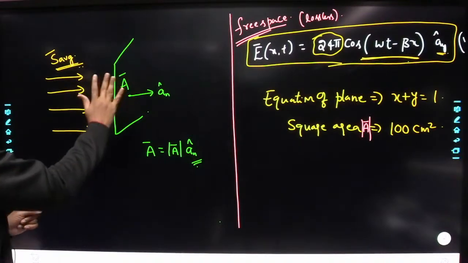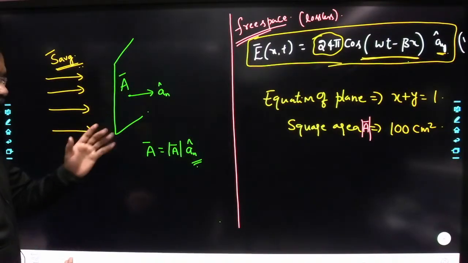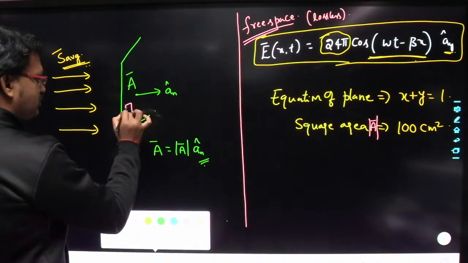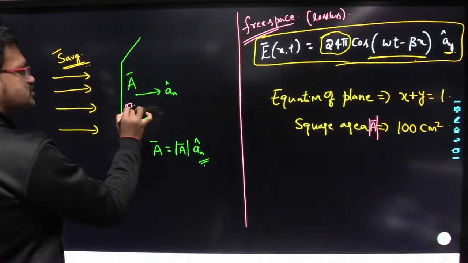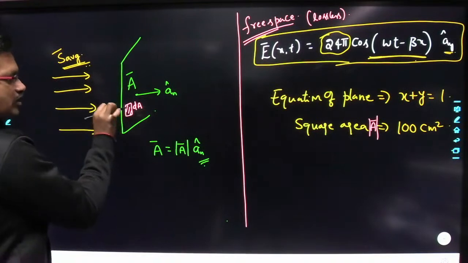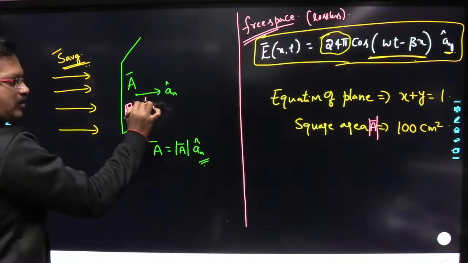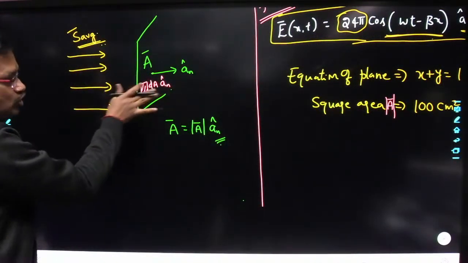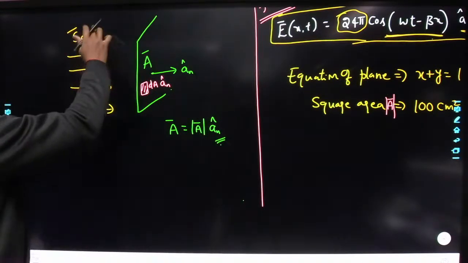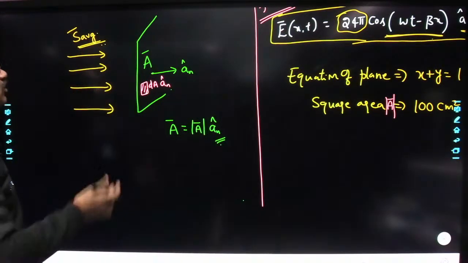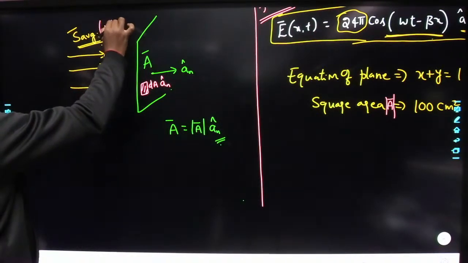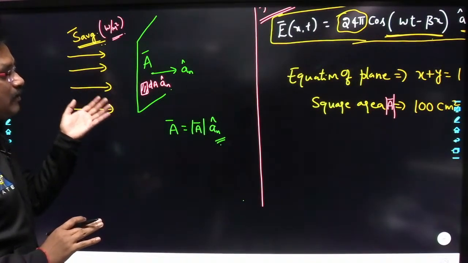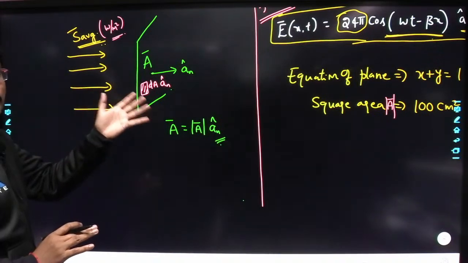How much of the power is flowing through this surface? In order to determine that, I am going to consider a small differential area on this surface. So dA, and its direction is along AN cap. What is the power that is going to flow through this small differential area? S average is the power flowing per unit area. Yes or no? Its units are watt per meter square, so it gives you the power per unit area flowing through this surface.